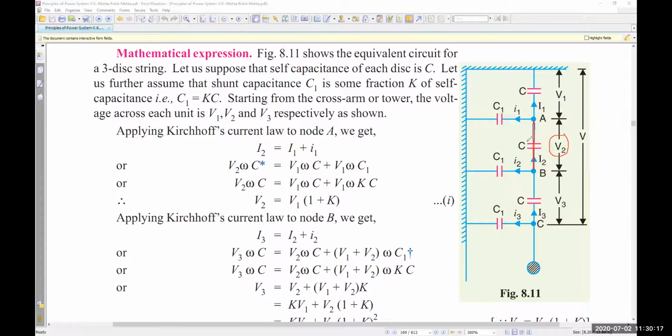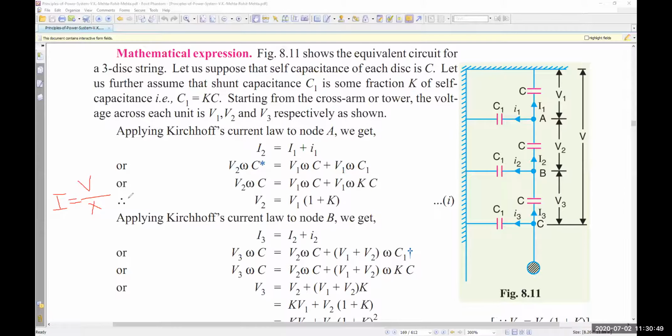V2. And what is the impedance of this? XC, right? Yes, sir. According to Ohm's law, your current I is equal to V divided by X, right? Yes, V divided by R or V divided by X. In case of an AC circuit, we use X. In case of a DC circuit, we use R, V divided by R.